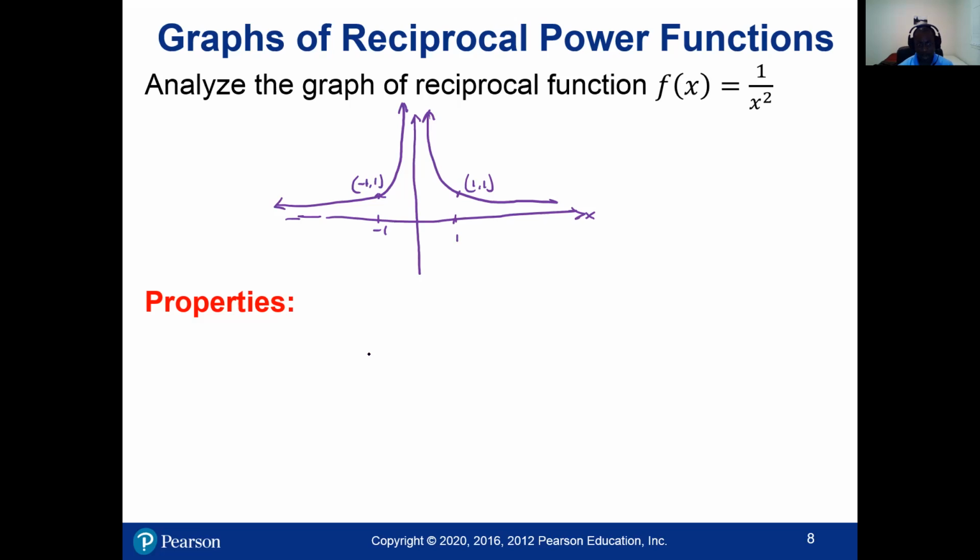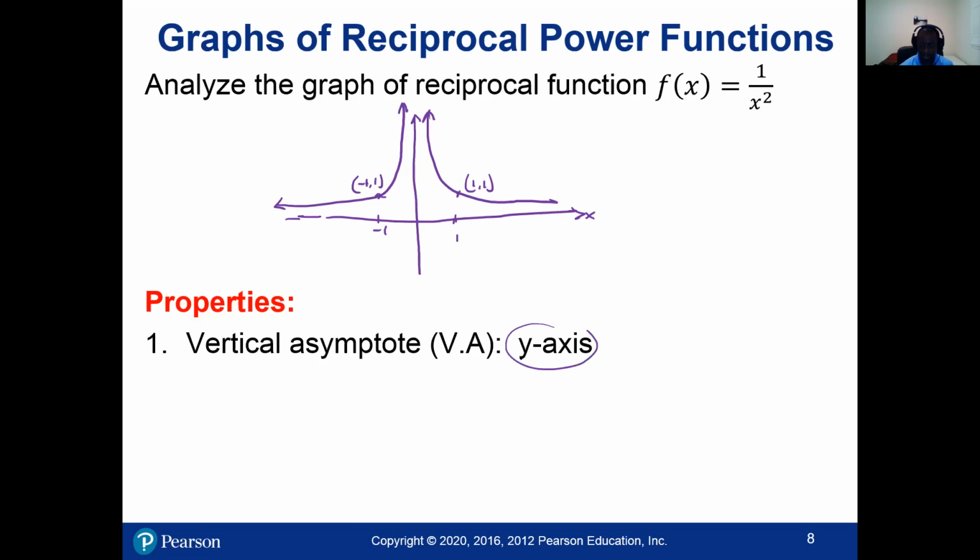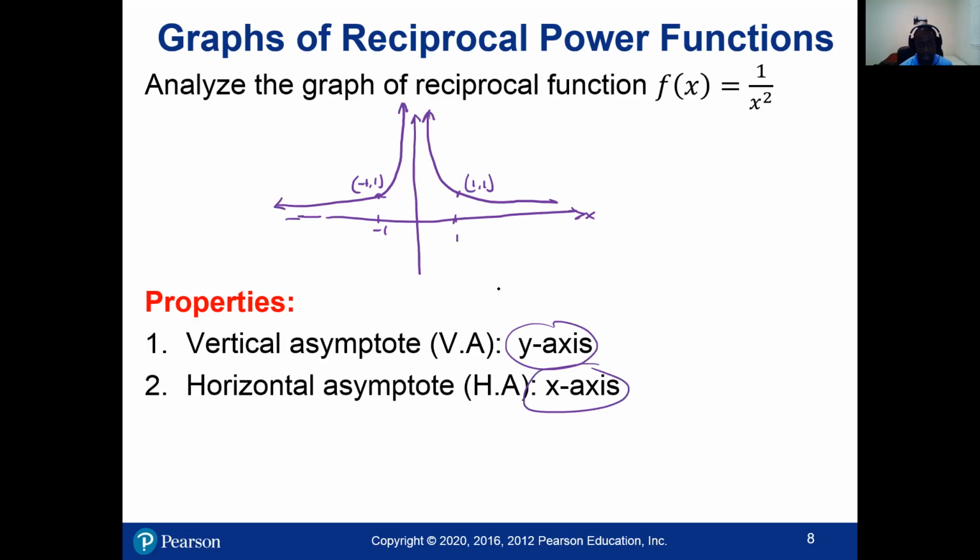All right. Now, what are the properties of this? One, the vertical asymptote is the y-axis. Two, the horizontal asymptote is the x-axis. It also doesn't have x and y intercepts. That's three.